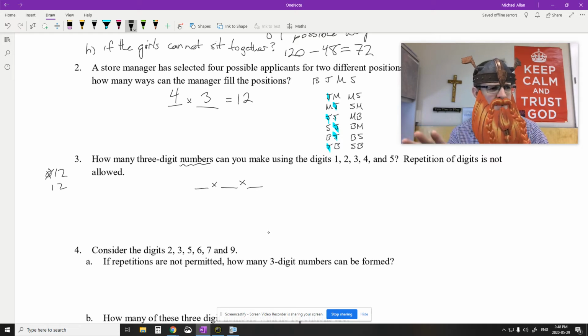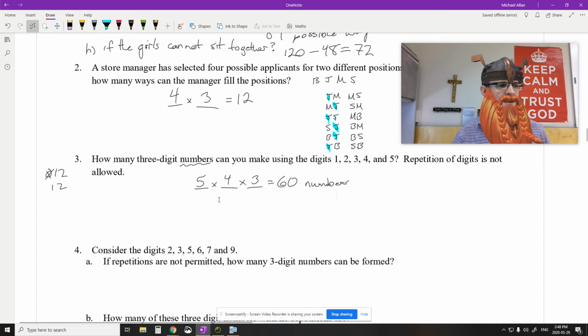So let's start off with the first number. I have 5 choices, so we have 1, 2, 3, 4, 5. Then we have 4, and then we have 3, because the order matters and I can't repeat my digits. And this is the way we're going to have to do it. 20 times 3 is 60. So 60 numbers. Okay, that's a little bit more than I want to write out. I don't want to write out all 60 numbers.